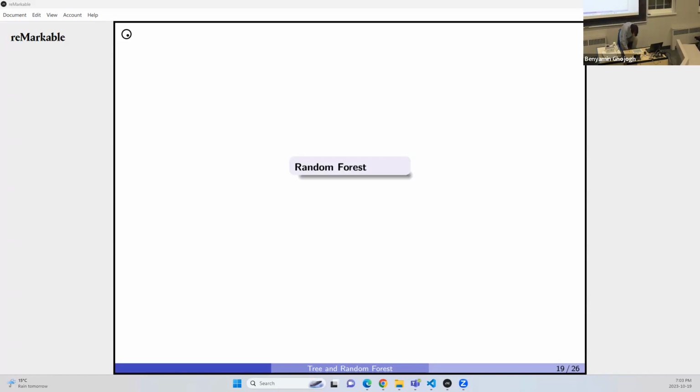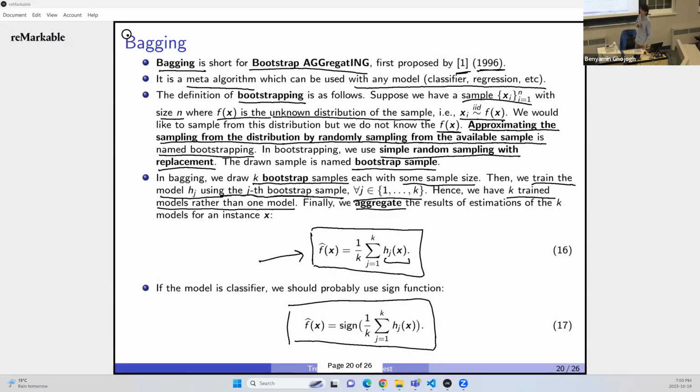So, last time we ended up in random forest, but we couldn't finish it. So let's finish random forest. We said that for random forest, we need to explain bagging, which is short for bootstrap aggregating, and it's not related to bag at all. And then we said it's a meta algorithm, which can be used with other machine learning models, such as classifier, regressor, etc. And then we defined bootstrapping, which is basically simple random sampling with replacement. They call it bootstrapping in statistics.